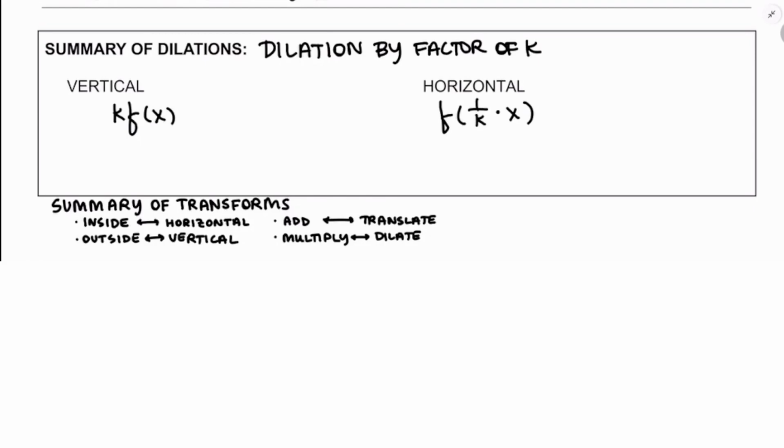And then I might add that we can summarize all of our transforms by saying any kind of inside impact on f is going to be a horizontal movement, and any outside impact is going to be a vertical movement, and adding corresponds to translation, whereas multiplying corresponds to dilation.